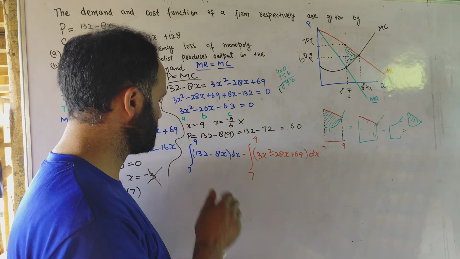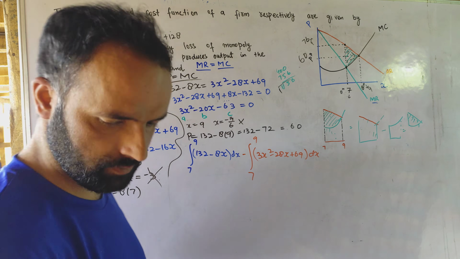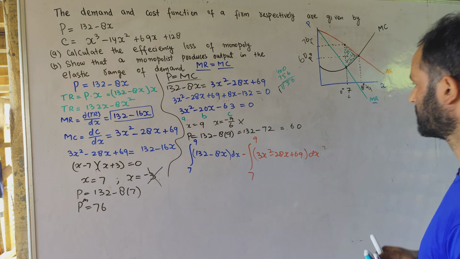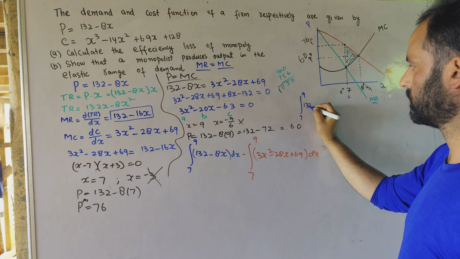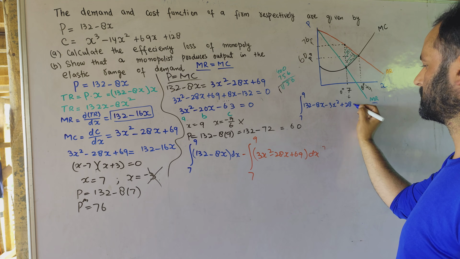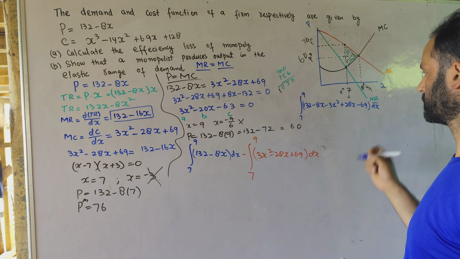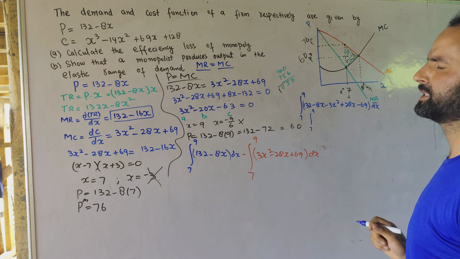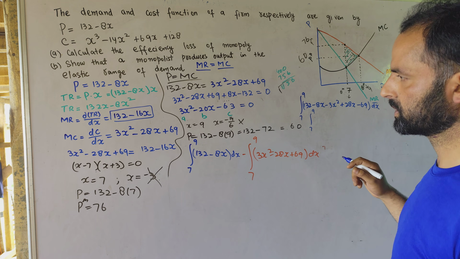Now solving it further. Let us first subtract them. Can I write it like this? Let me first rub this out. So can I rewrite it like this? From 7 to 9, 132 minus 8x minus 3x square plus 28x minus 69, dx. Solving further, we will get, from 7 to 9, we have 132 minus 69.